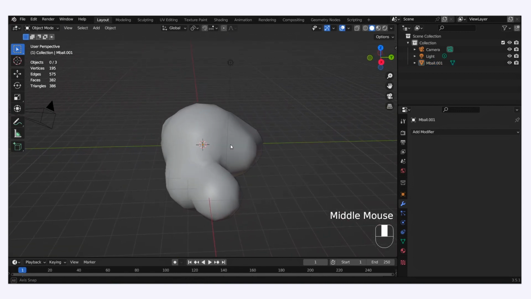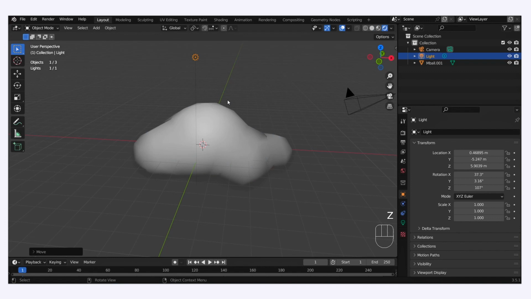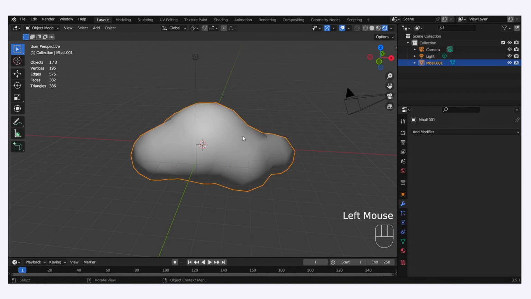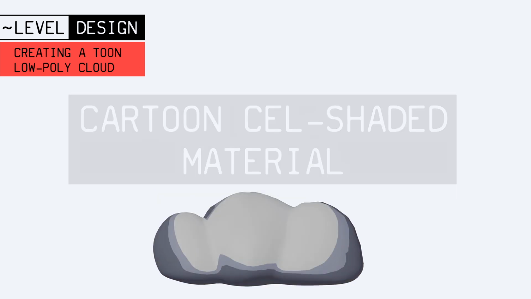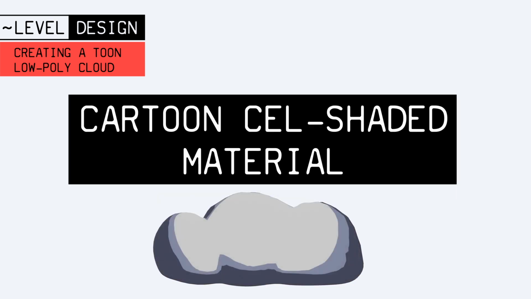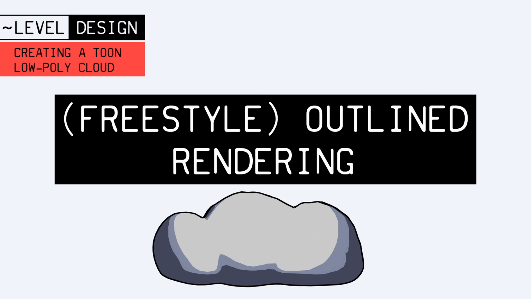Okay, now this object is cool, but if we go into render mode, we see that it just has the grey material that Blender applies by default, which is not that appealing. So in the second part of this video, we're gonna see how to quickly complement our low poly modeling with a toon cel-shaded material and even some render outlines.